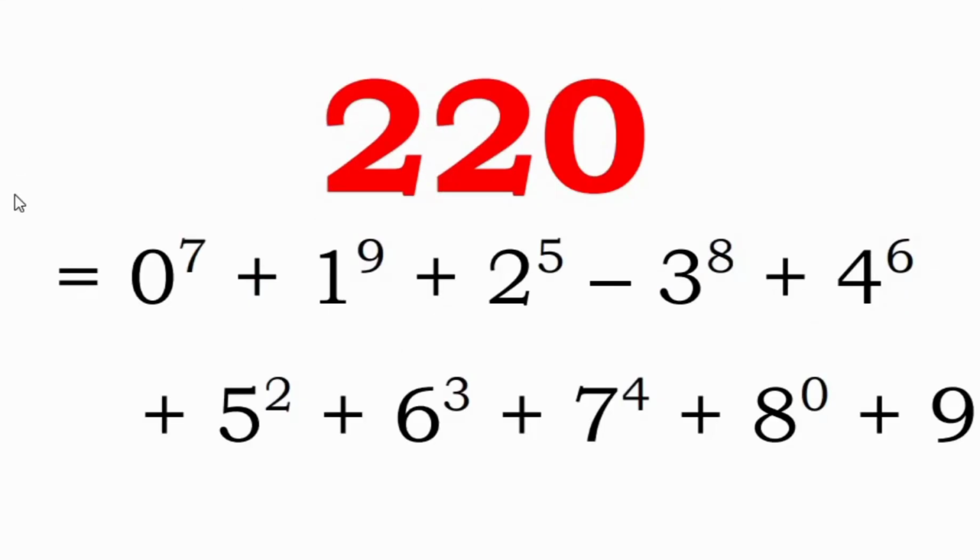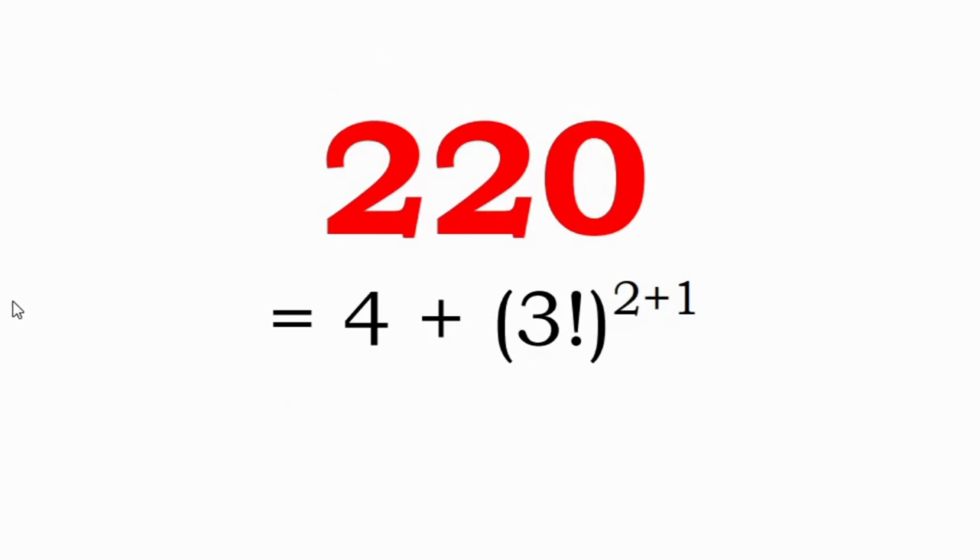In this representation of 220, we can see all the digits from 0 to 9 being used, and we can write 220 as 0 to the power of 7 plus 1 to the power of 9 plus 2 to the power of 5 minus 3 to the power of 8 plus 4 to the power of 6 plus 5 square plus 6 cube plus 7 to the power of 4 plus 8 to the power of 0 plus 9 to the power of 1. We now want to introduce one more mathematical operation, that is factorial.